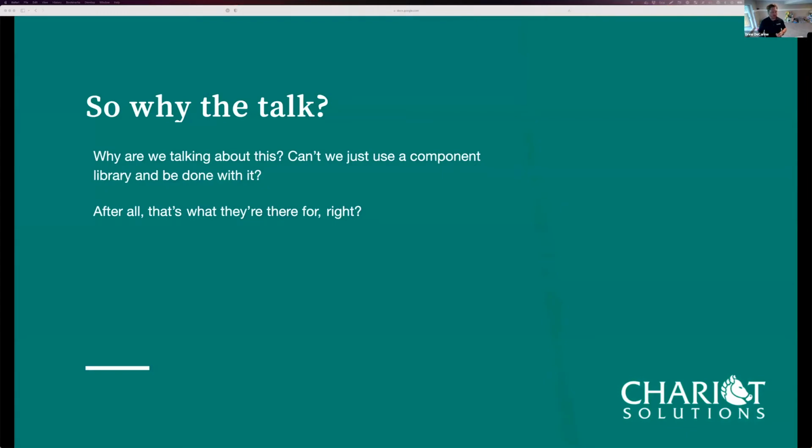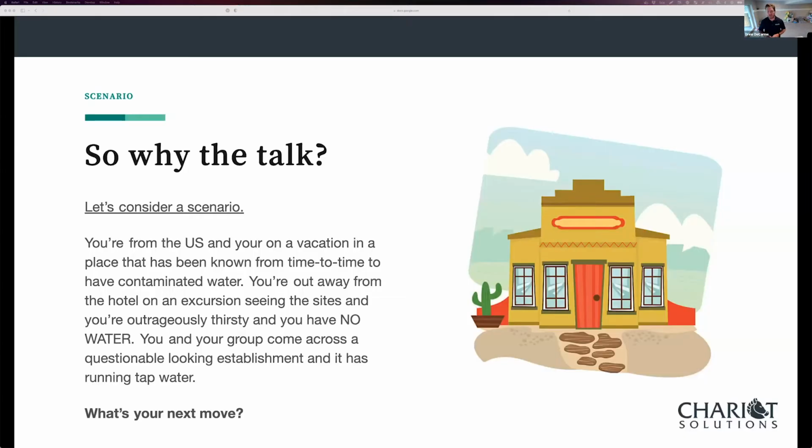All right, so why the talk, right? These things exist for their use. Why can't we just accept it and move on? To answer that question, I want to talk about a small scenario. Let's say you're from the United States, and you go on vacation to a place known from time to time for contaminated water or food poisoning. You're out on an excursion, away from the hotel, and you realize you forgot your water bottle. You have no water, and you're absolutely famished and thirsty. So you and your group come across a questionable-looking establishment that has running tap water.